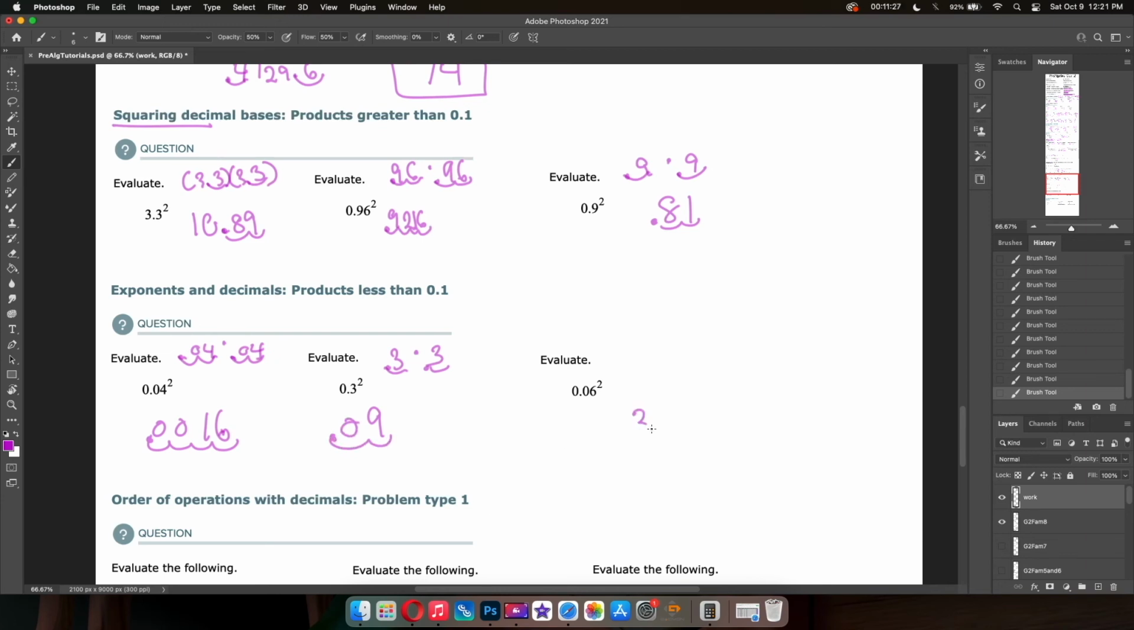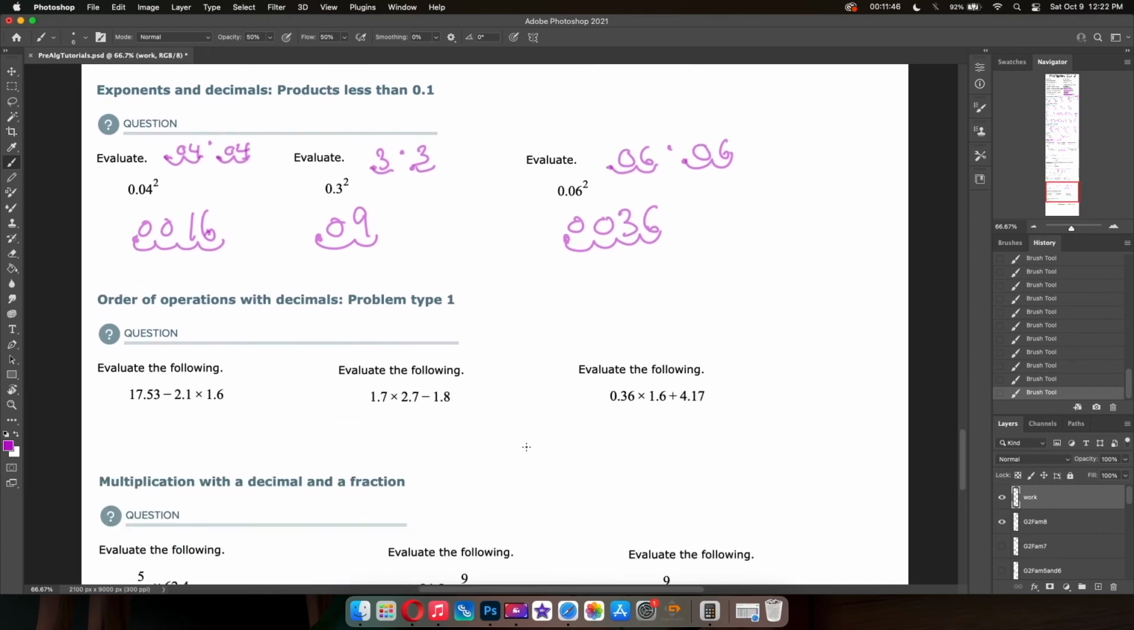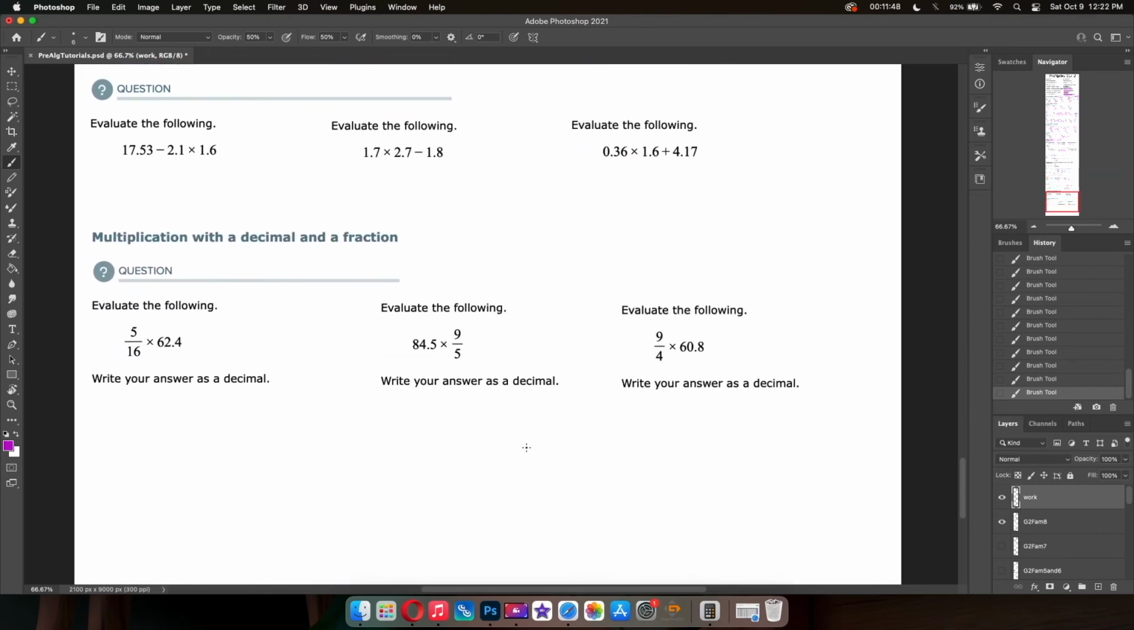6 times 6 is 36. So how many decimal places do I have to account for it? I have 1, 2, 3, 4. So I move over 1, 2, 3, 4. 0.0036. Okay. We're starting to hit near the end. It's the end is nigh. Wait, I probably shouldn't say that.